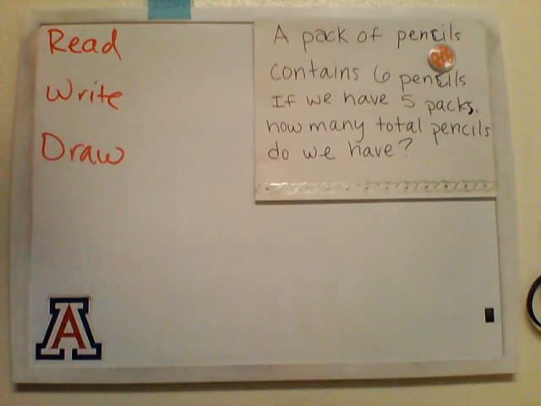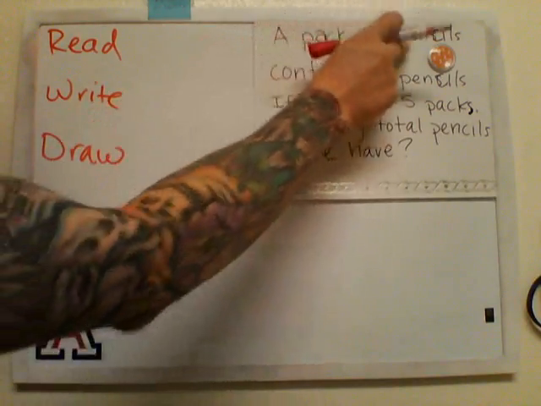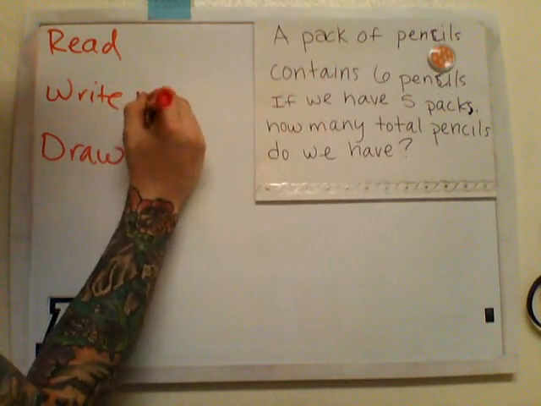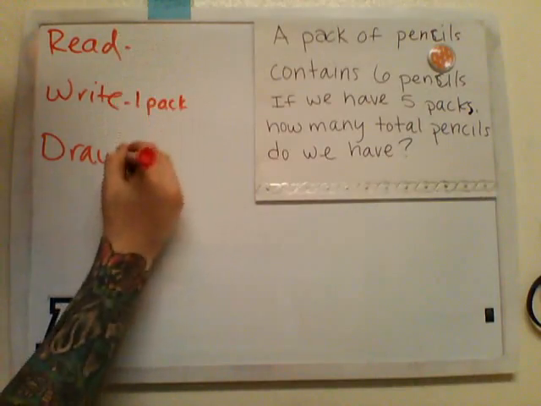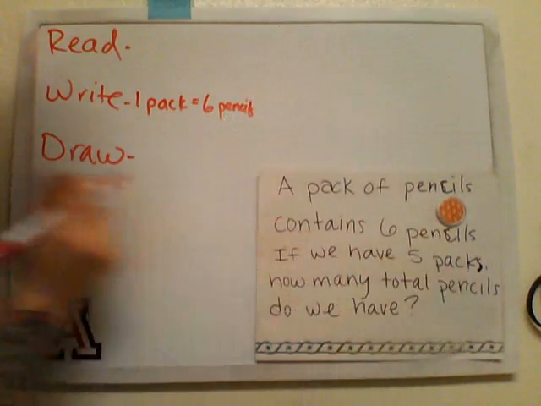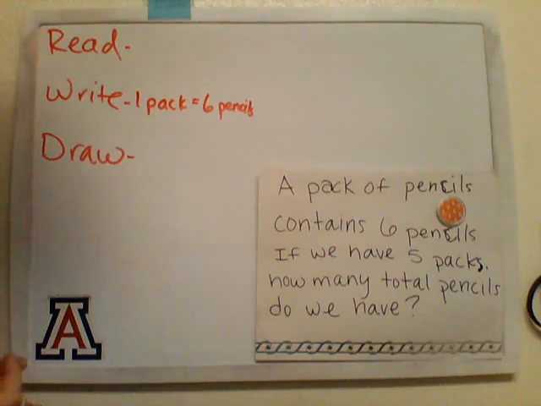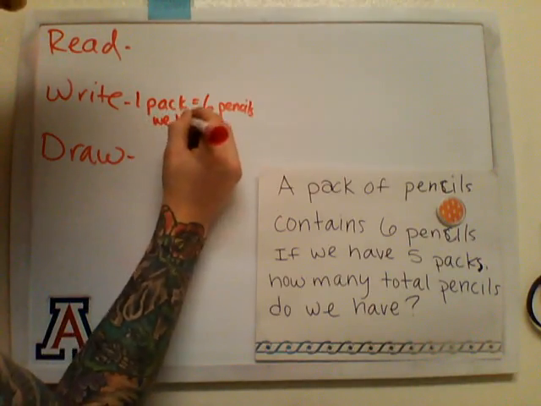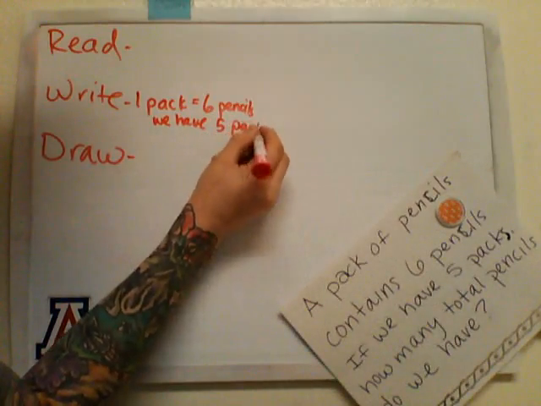First thing we're going to do is read it, and we'll do that one more time. While we're doing the reading, we're going to write down the key information that we think we're going to need to do our tape diagram. So, 1 pack of pencils contains 6 pencils. So we can write down that 1 pack equals 6 pencils. I'm going to go ahead and move this down here. So, then keep reading. If we have 5 packs, we can stop right there because we know we have how many packs? We have 5 packs.